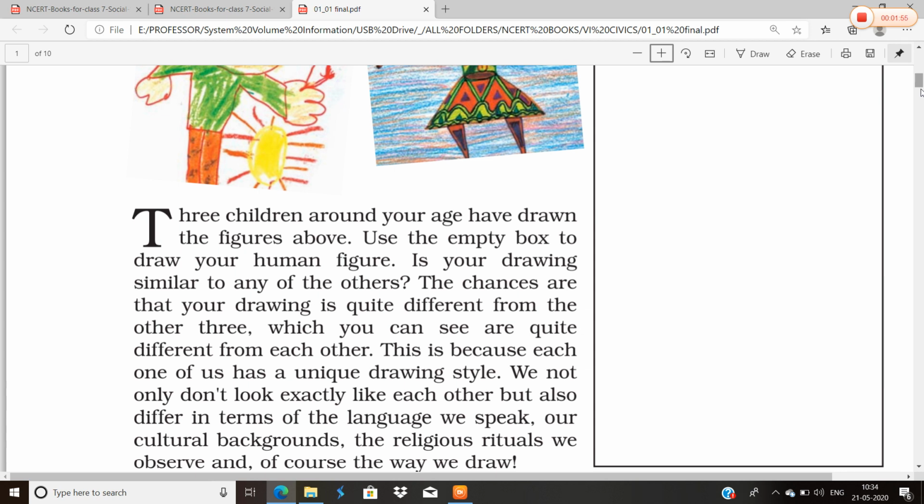The chances are that your drawing is quite different from the other three, which you see are quite different from each other. This is because each one of us has a unique drawing style. We not only don't look exactly like each other, but also differ in terms of the language we speak, our cultural backgrounds and religions, rituals we observe, and of course the way we draw.